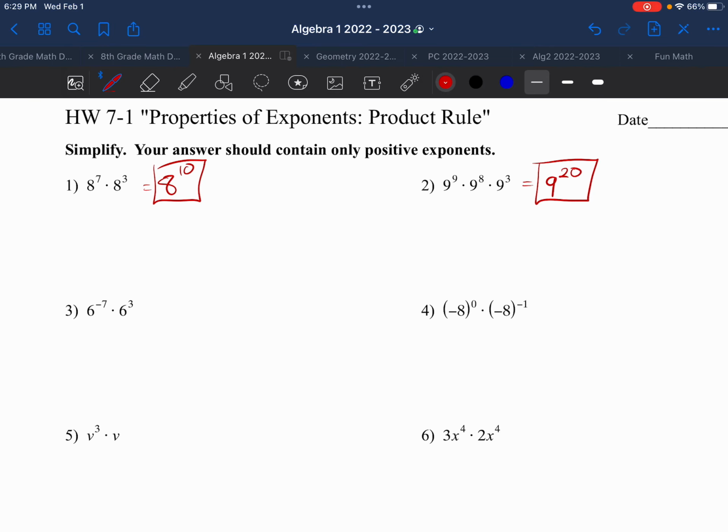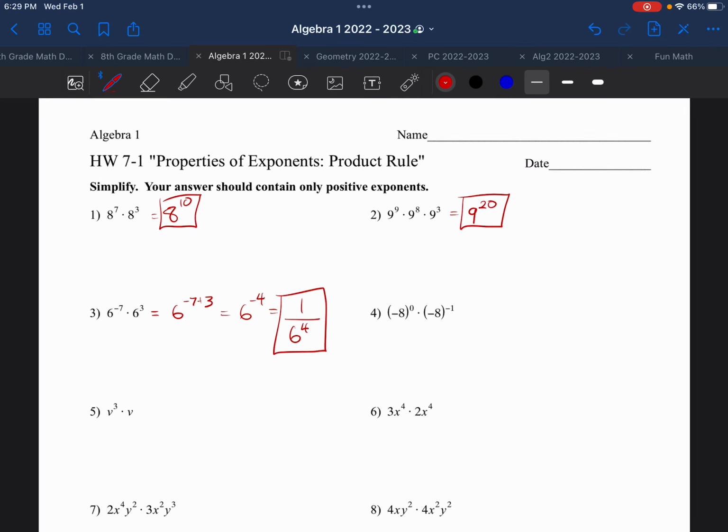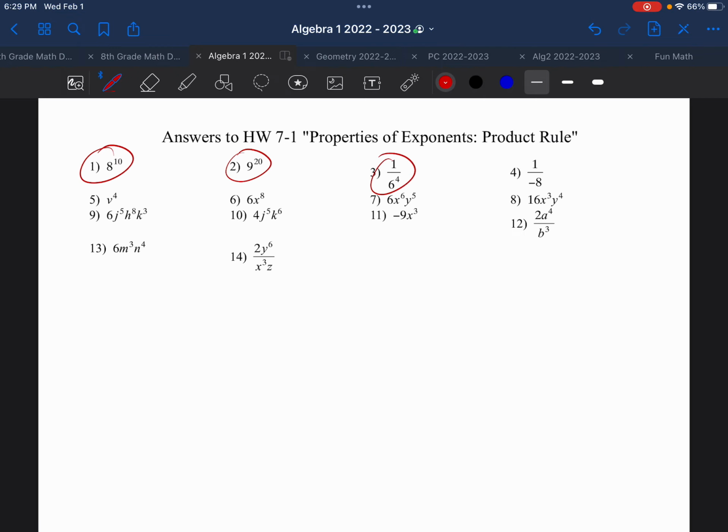And number 3, again, I have the same base, so I'm going to add the exponents. And 6 to the power of negative 7 plus 3 is going to be the same thing as 6 to the power of negative 4. But the problem is, in the instructions, I'm only allowed to have positive exponents, and that is a negative exponent. So the trick for this one is you're going to take kind of the reciprocal. It's not really the reciprocal. I'm really bringing this entire thing down to the denominator. Now, 6 to the power of not a negative 4, but a positive 4. And now I can box my final answer. 1 over 6 to the power of 4. Checking our answers. We got it correct.